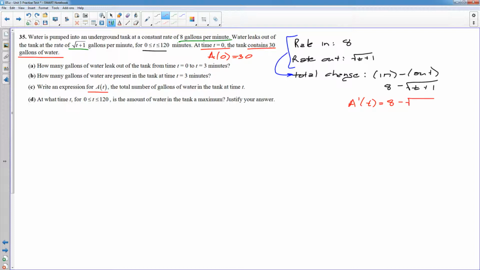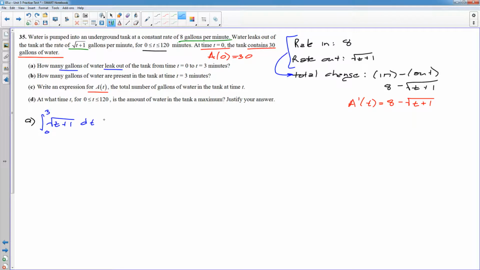That's the total change. And so I've done a lot of work ahead of time that probably is going to save me some thinking later on. All right, so now let's go on and answer the question. How many gallons leak out of the tank from 0 to 3? Well, we know an actual amount, and we're only looking at how much has gone out of the tank. So I don't really care about the rate that it's going in, but I do know the rate that it's going out. So to answer this one, it would be the antiderivative of the rate out, and we're going from 0 to 3.